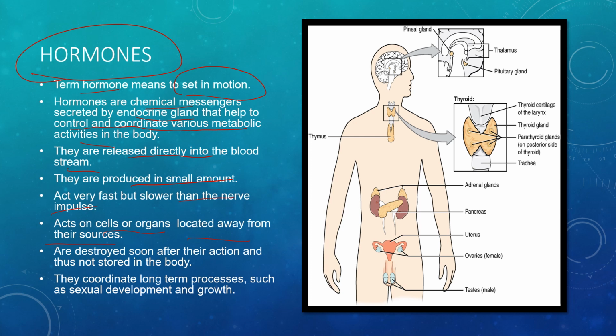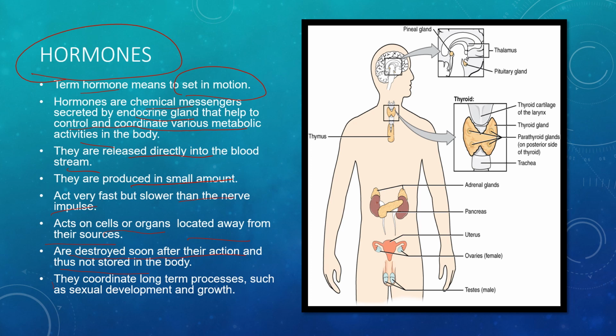So if they are being produced by the pituitary gland, they are not acting on that gland itself, they are acting on cells or organs which are far away from these glands. Now another important thing about these hormones is that they are destroyed soon after their action is achieved. As soon as their action is over on the target organs, they are not stored in the body, they are immediately destroyed. After their function is performed, they are destroyed by the body.